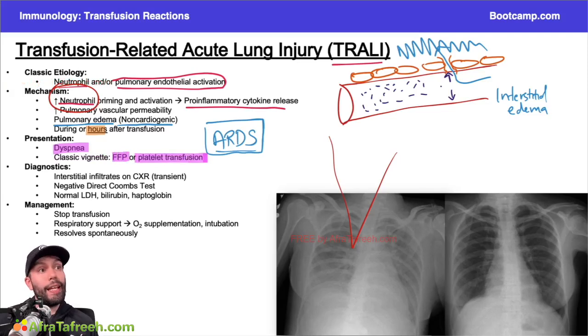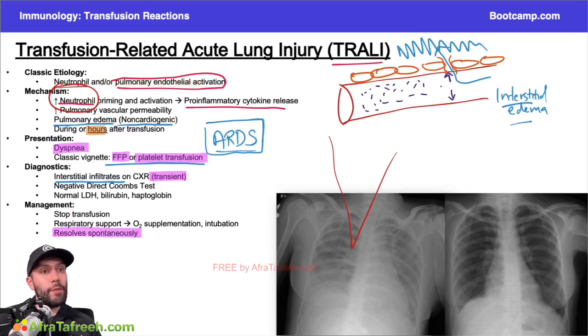Again, in the other situations we talked about, a lot of them referred directly to red blood cells. We're not saying you can't have this happen with a red blood cell transfusion, but what's the classic vignette? What are the things I'm looking for? Shortness of breath, increasing oxygen requirements, interstitial edema. You can also see that here on the chest x-ray. You can see all of this haze in the lung fields, and the patient will classically have received fresh frozen plasma or a platelet transfusion. We already said interstitial infiltrates on the chest x-ray. The key here is that it's transient, and a lot of these will resolve spontaneously.